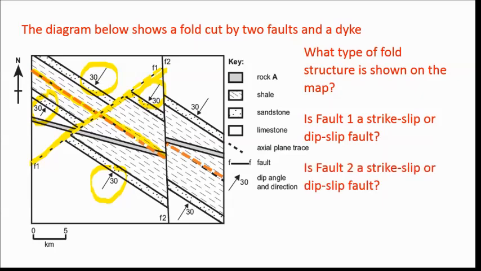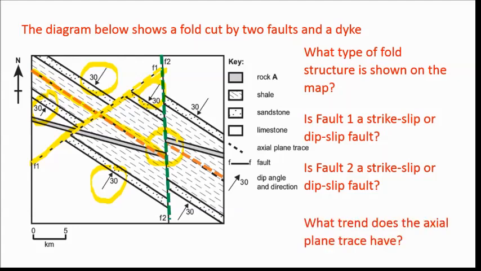Is fault 2 a strike-slip or dip-slip fault? Marked in green is fault 2 there. You can see in this instance that it has been displaced. The axial plane trace in brown has been displaced by fault 2. So therefore that would make it a strike-slip fault. Notice as well the width of the beds on both sides of the fault are roughly the same, indicating again that it's a strike-slip fault.